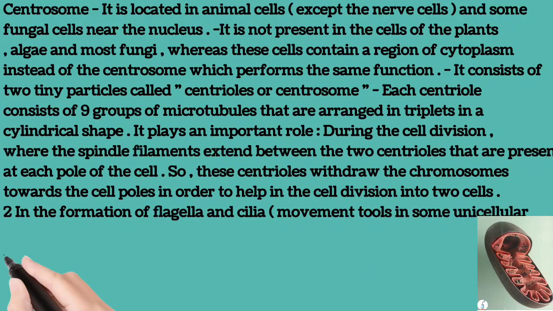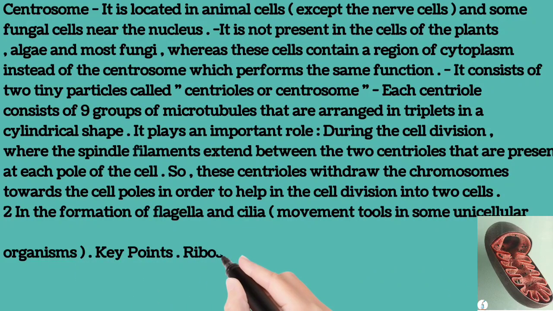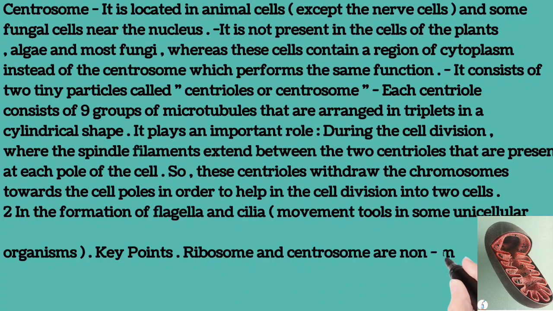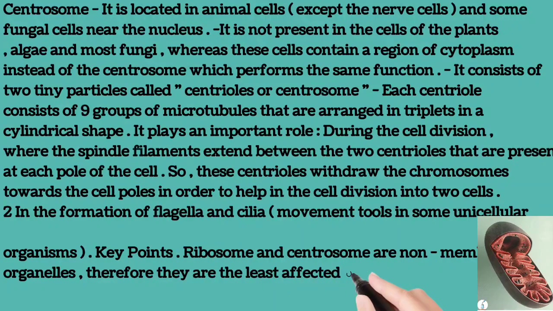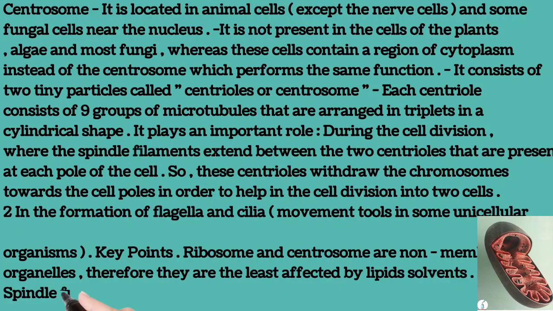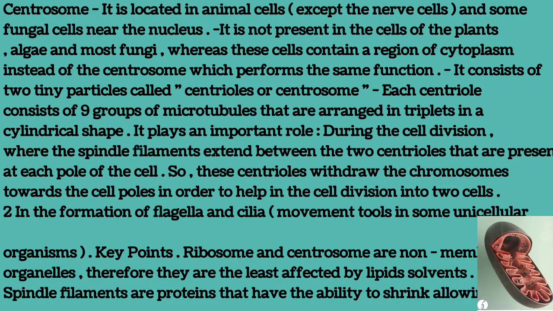Key points: ribosome and centrosome are non-membranous organelles, therefore they are the least affected by lipid solvents. Spindle filaments are proteins that have the ability to shrink, allowing the chromatids' attraction towards the cell poles. Centromere: the point of connection of the 2 chromatids. Centrosome: it consists of the 2 centrioles. Centriole: it contains 27 microtubules as shown in the figure, 9 groups of microtubules x3.